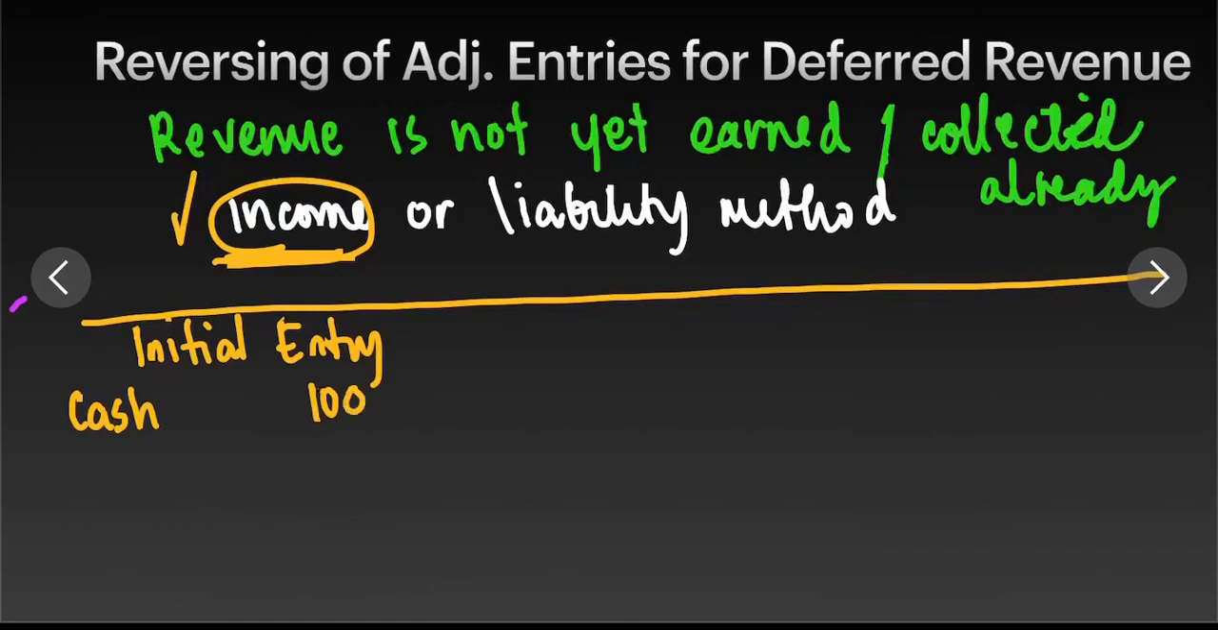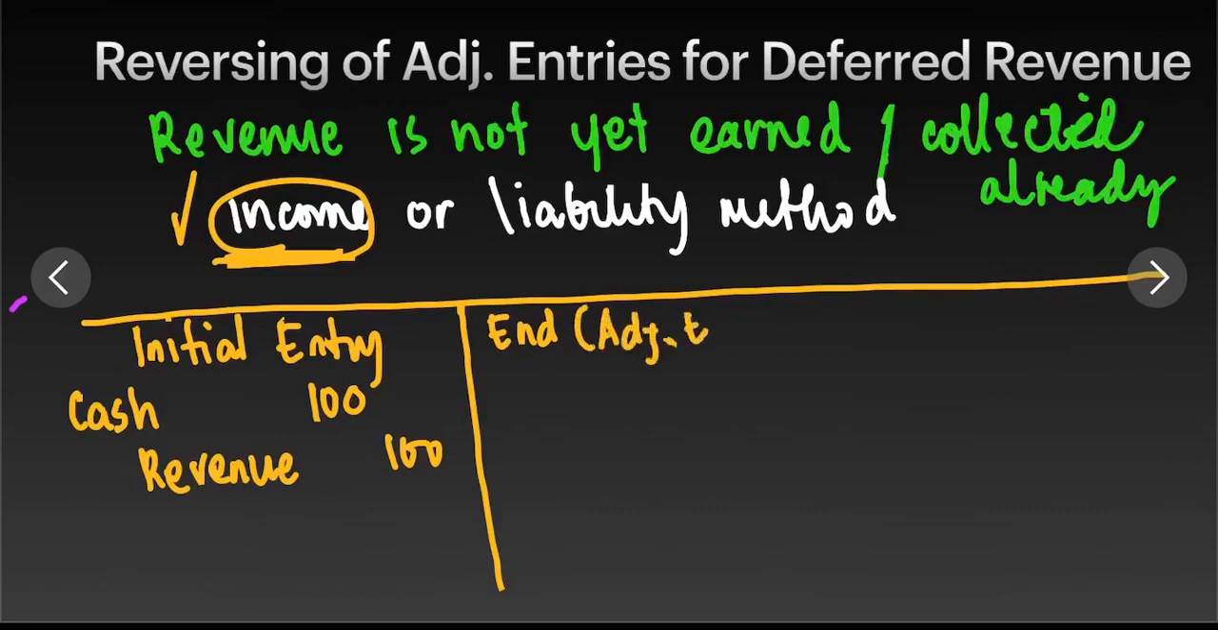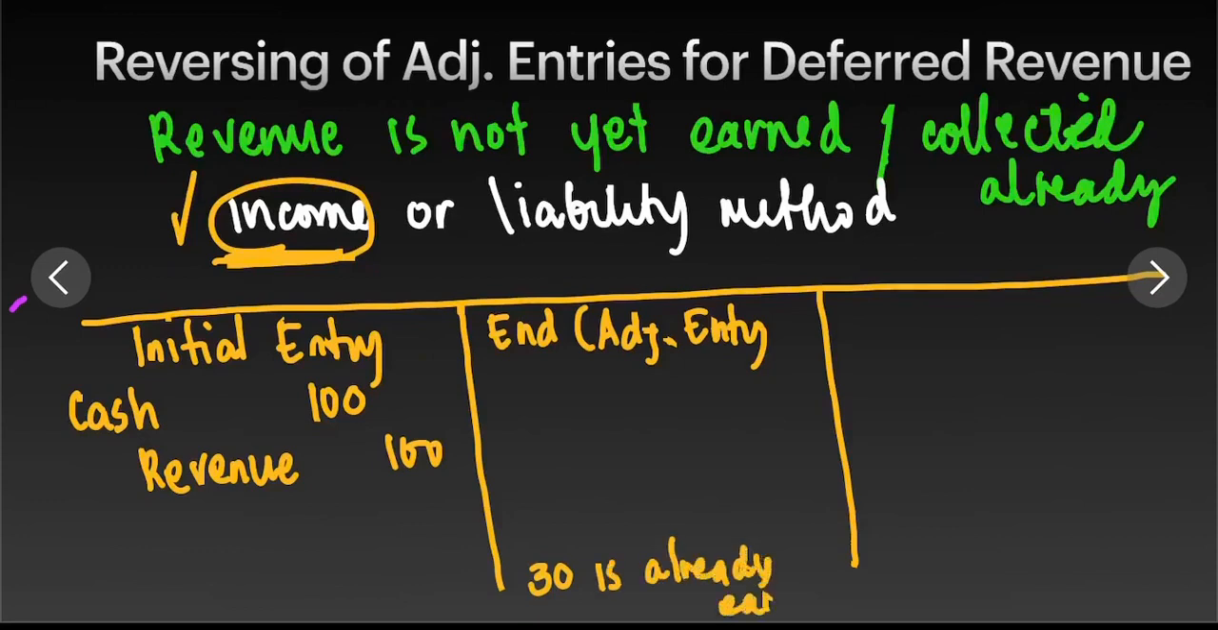Let us say 100. Since you use the income method, you initially record it as a revenue. How much? 100. Let us assume that on the end of the accounting period where you make an adjusting entry, $30 is already earned. So what is your adjusting entry?